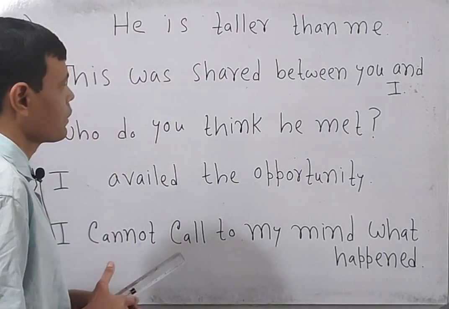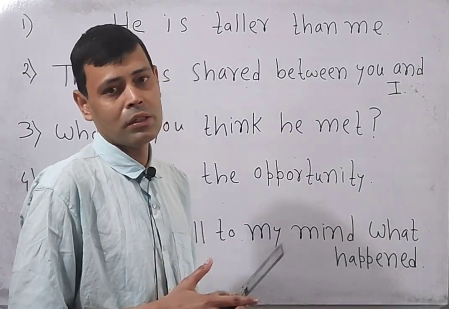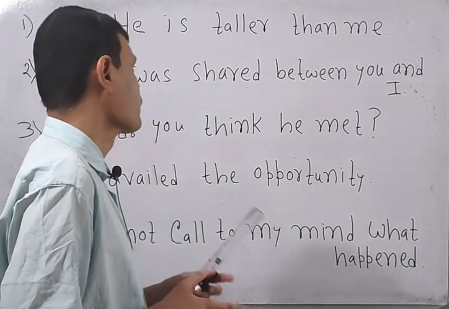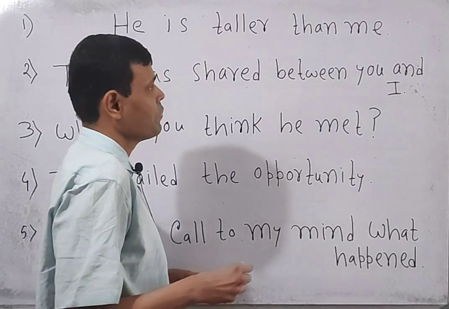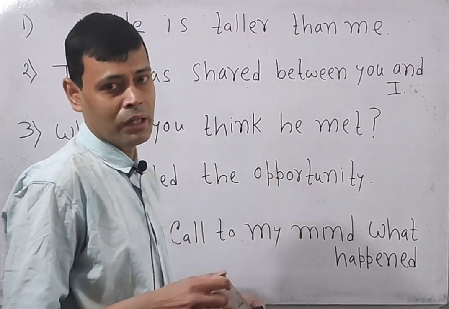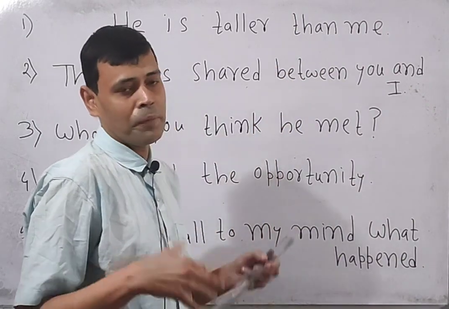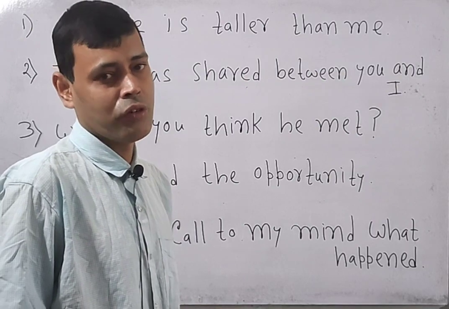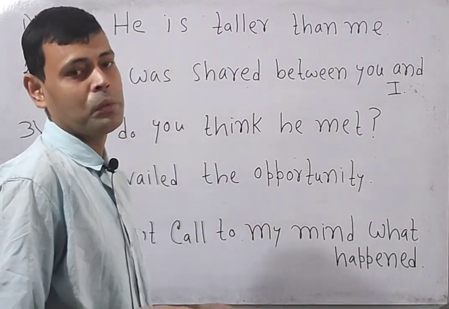He is taller than me. Apparently, the sentence doesn't contain any mistake. But if you dig deeper, you will find that after "than" we have written "me", but we should write "I", because it is functioning here as a conjunction. So, after a conjunction, you need to write the subjective form of the pronoun. He is taller than I am. It should be the right one.